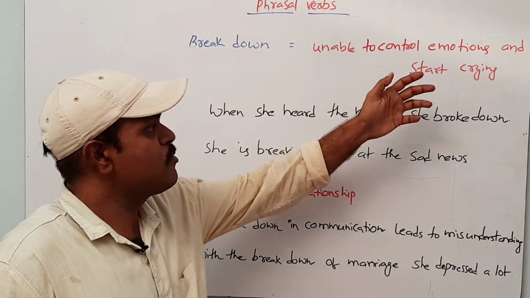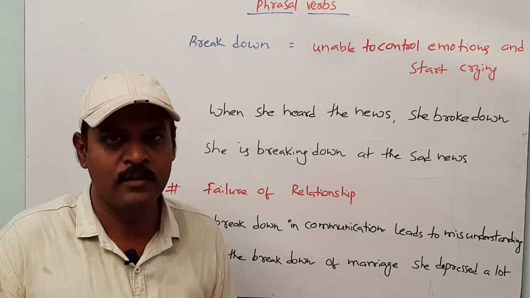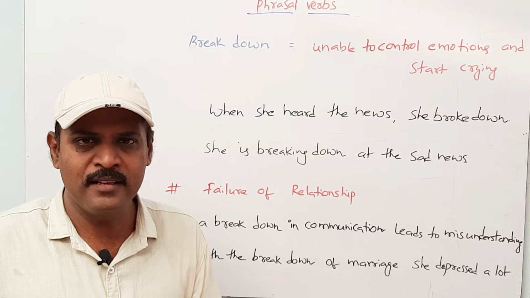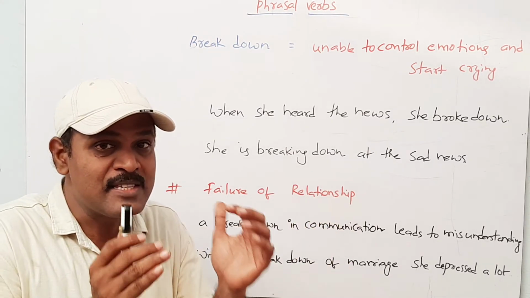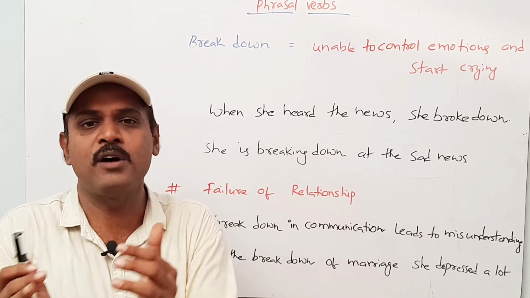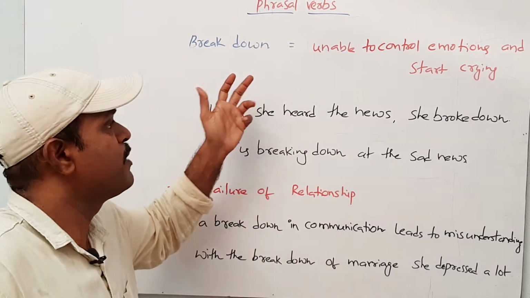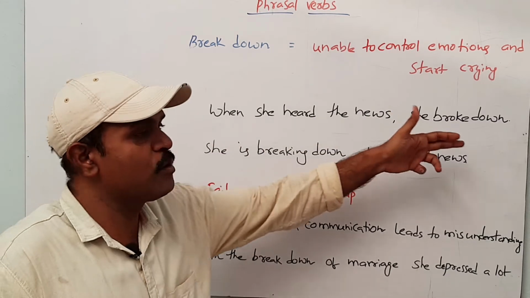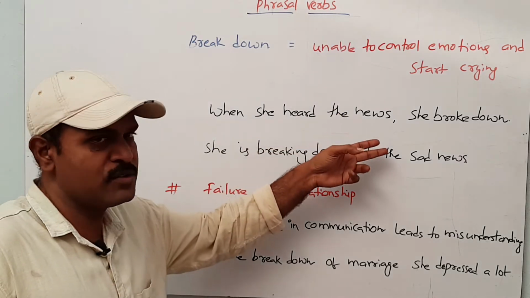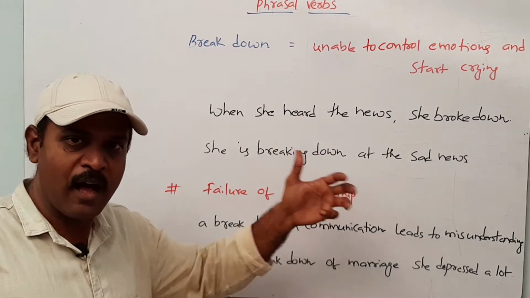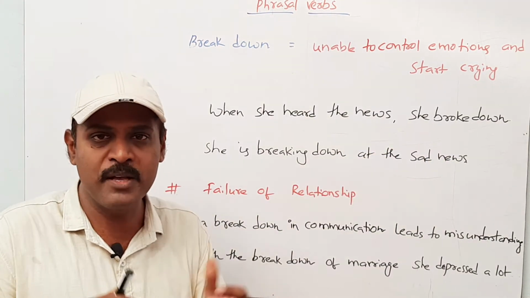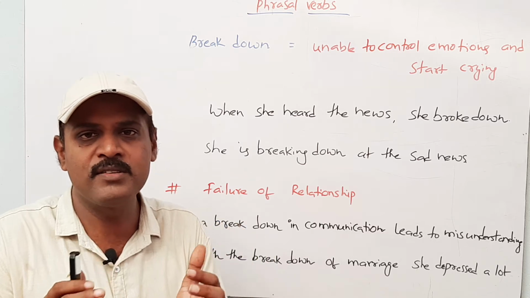Unable to control emotions and feelings and start crying. Actually you have so many words: weep, cry, so many. But here, suddenly crying. After hearing some kind of news, suddenly someone starts crying. At that point of time, you use breakdown. When she heard the news, she broke down. Broke down, it is in simple past tense. When she heard the news, or after hearing the news, or on hearing the news, she broke down. You can say it in many ways, but everything gives the same meaning.